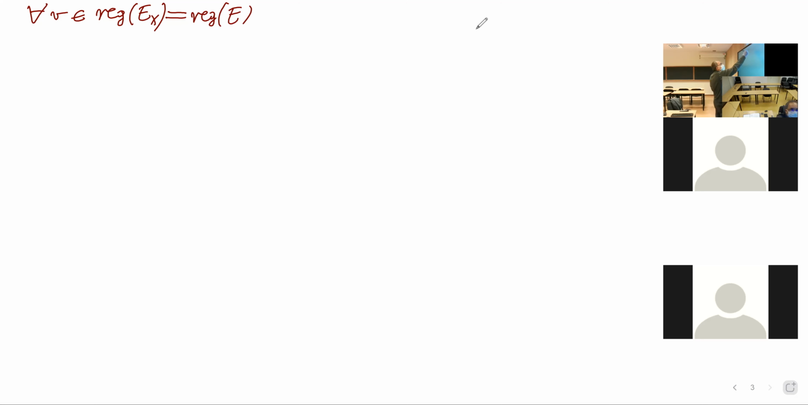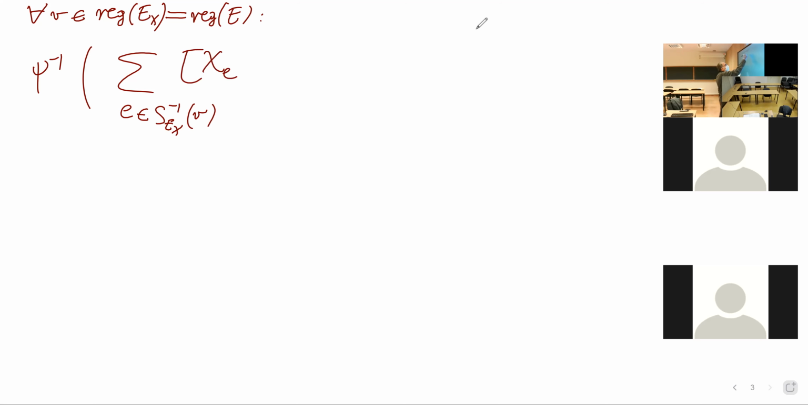And we just compute. So I take psi inverse of the sum, and I take all just E emitted at this regular vertex. So E belongs to the preimage under s_EX of my vertex. Okay. And now, of course, I have this chi, the class of chi E, times the class of chi E star.